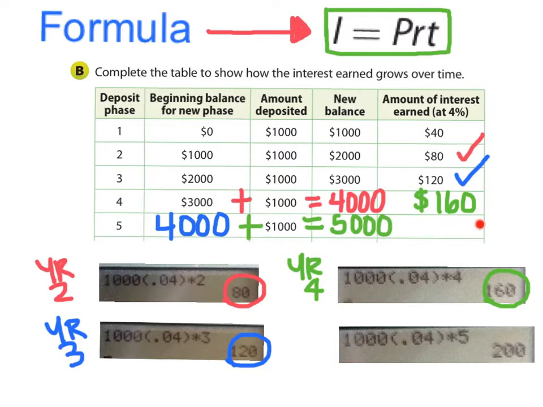So now we need to figure out how much interest he got at the end of year 5. So at the bottom, this is what I typed in my calculator for the 5th year. I have my original starting amount, or my principal, $1,000, times the interest rate as a decimal, 0.04. Now I'm in year 5, times 5. So I think it is going to be $200.